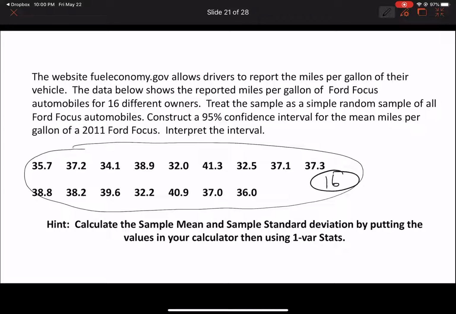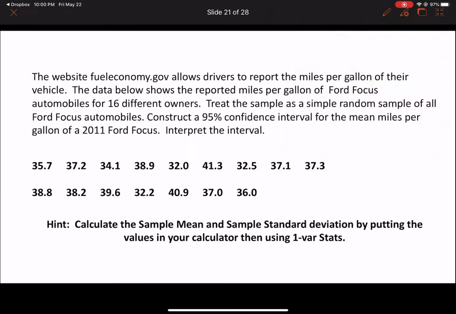So go ahead and pause this. First thing I want you to do, though, is put that into your L1 in your calculator and get 1-var stats, and that's going to give you your sample standard deviation, and your X bar. So go ahead and calculate that, and then come back to me.